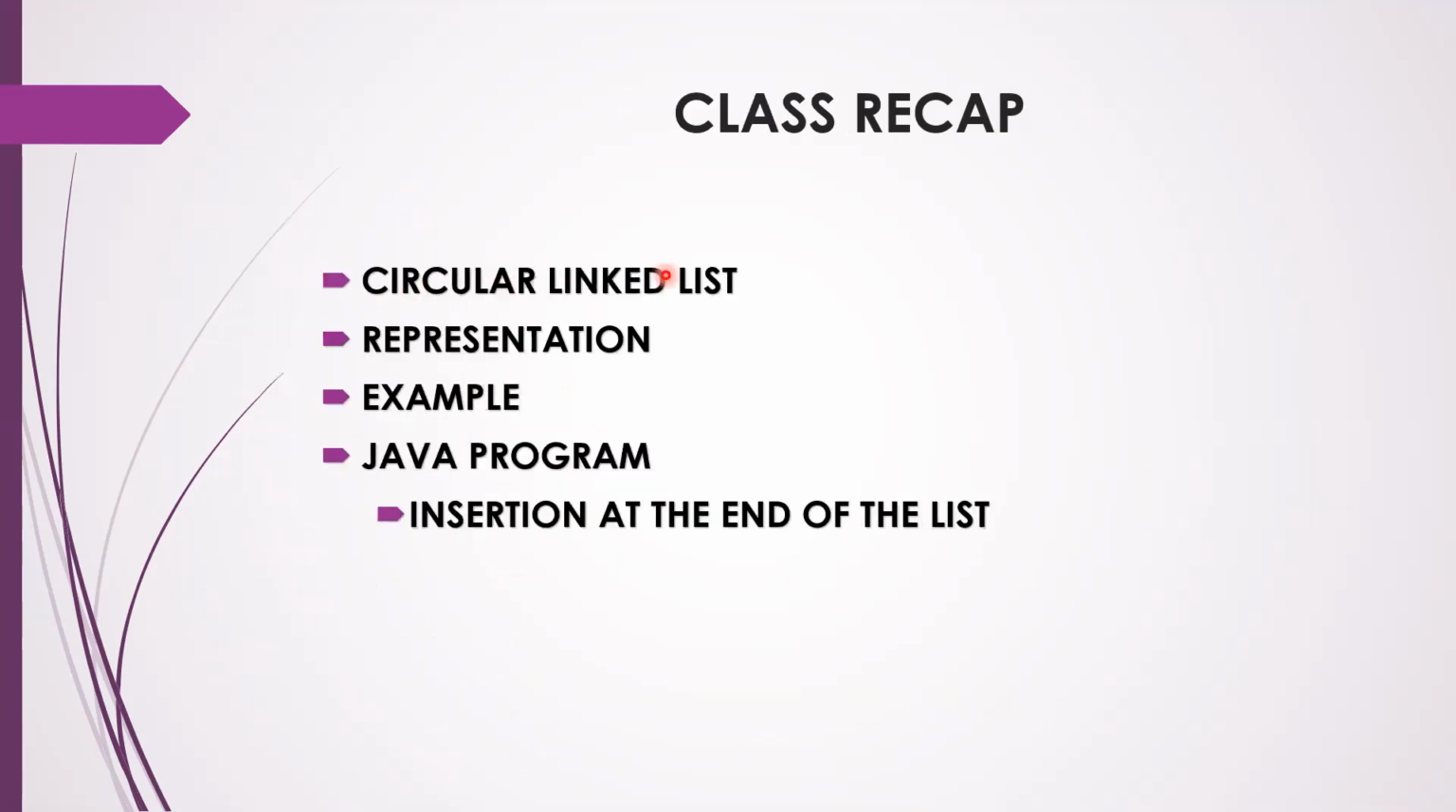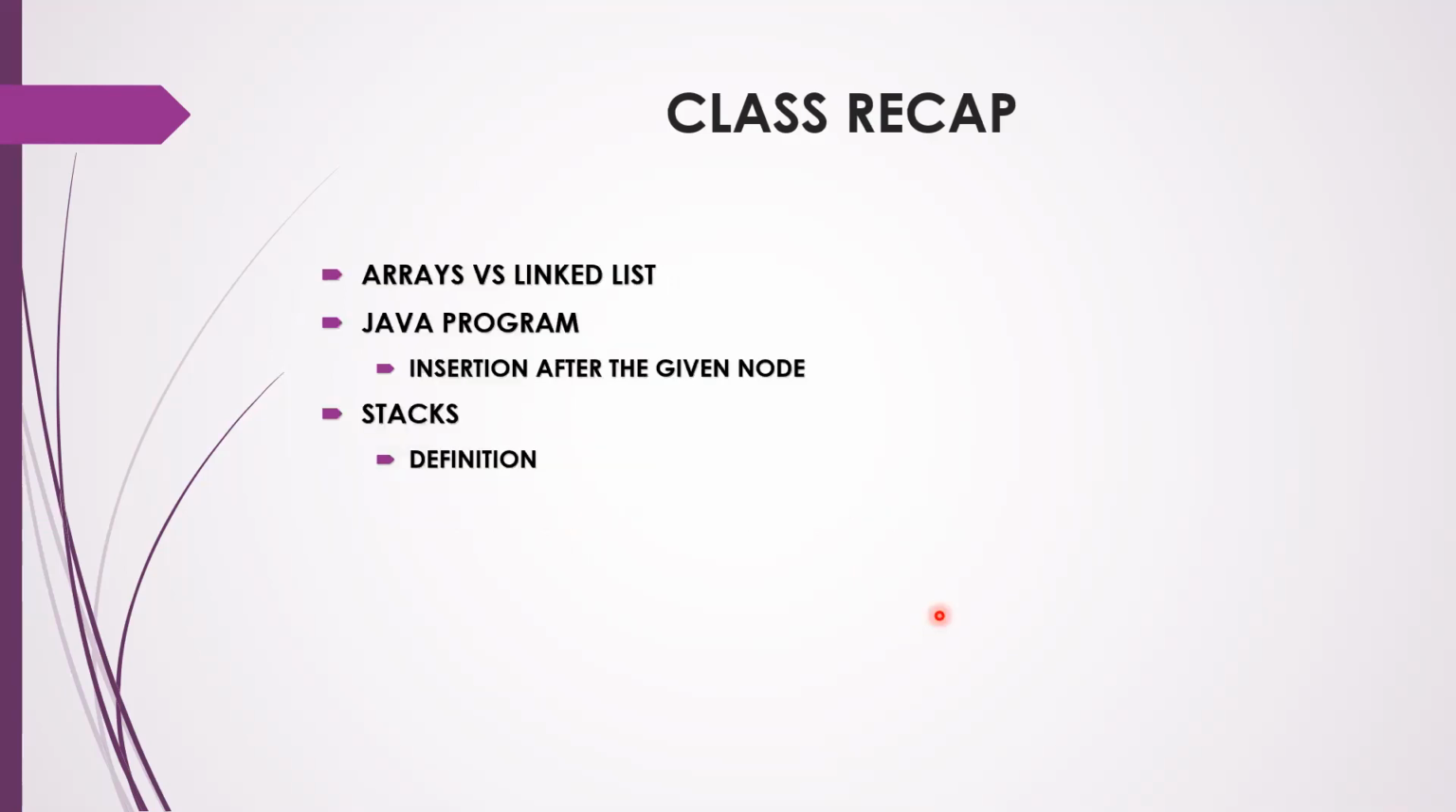Then we moved on to circular linked list. In circular linked list, there are two types. One is single circular linked list and the other is double circular linked list. And we saw its representation, its example, and a Java program, which is related to single linked list insertion at the end of the list. And we saw array versus linked list with 6 scenarios, and the Java program, which is a continuation of the previous two programs, and it is about single linked list insertion after the given node.